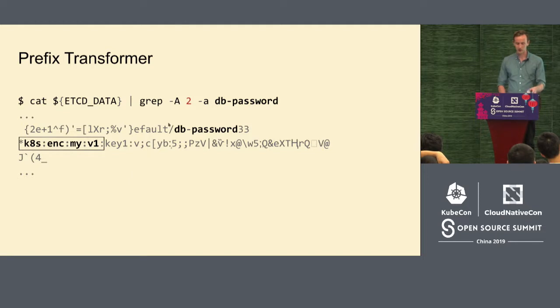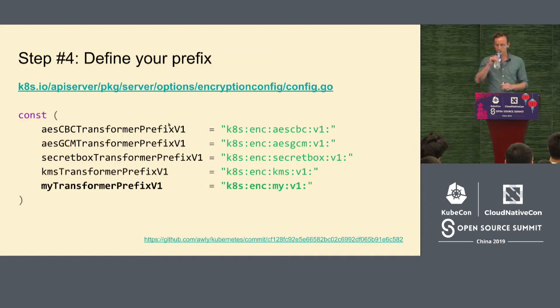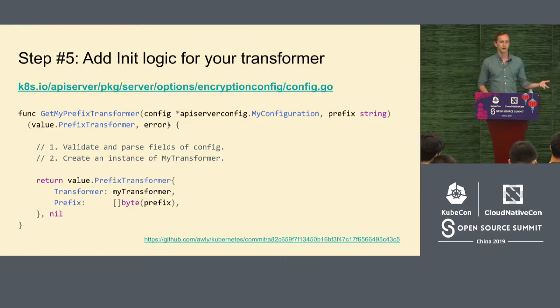Here I just grabbed another etcd data file, and the prefix looks roughly like this. You don't need to implement any of that yourself. Prefix Transformer is already implemented. You just need to instantiate it and give it a prefix and your actual transformer. You register your prefix in this const block in the linked file. The const block is at the top and lists prefixes for all the other transformers that already exist in Kubernetes. It's pretty simple.